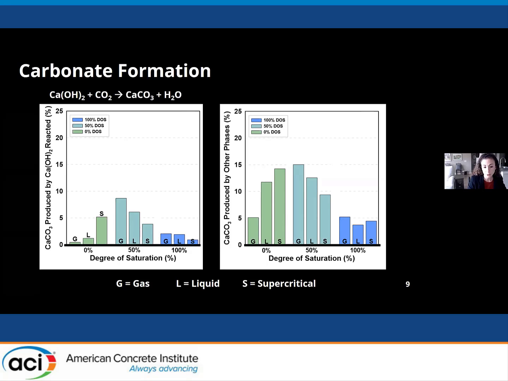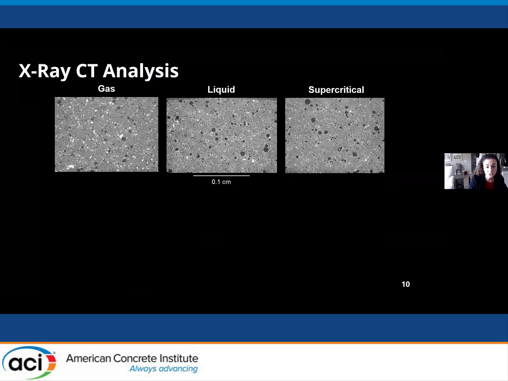And so basically what this is showing is calcium hydroxide is only accounting for about 1/3 of the calcium carbonate that was produced in these various samples. And that clearly other phases present in the cement-based material is contributing to calcium carbonate formation. And so also looking at a little more detail using X-ray CT analysis, here we have a gas exposed sample on the left, in the middle a liquid CO2 exposed sample, and on the right a supercritical CO2 exposed sample.